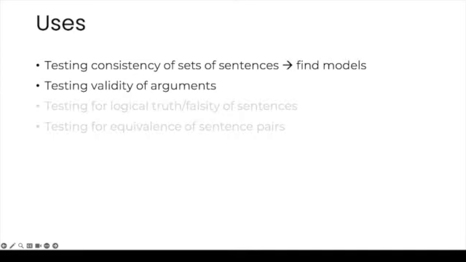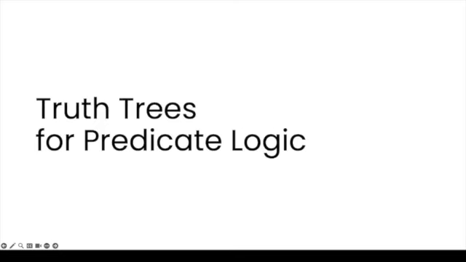Last, we can also use truth trees to read assignments of truth values off of the branches of the tree. So, from the branches of an open tree, as you remember, you can extract a model for a set of sentences, or a counterexample to an invalid argument.